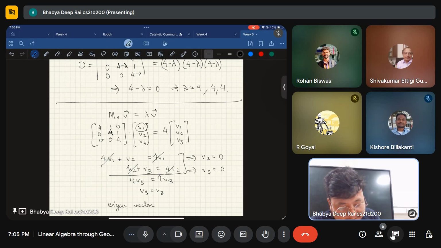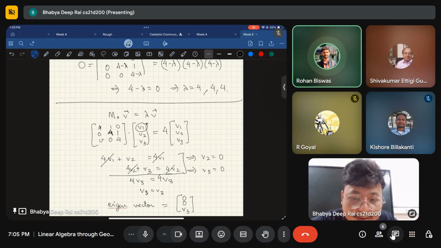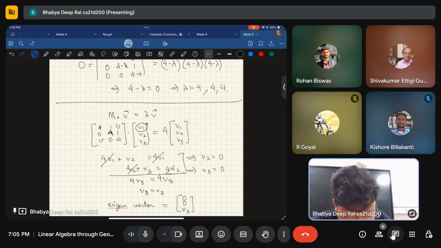Eigenvector equals 0, 0, v3, because v3 equals... yeah. v1, 0, 0. Okay. The same mistake I did actually. v1, 0, 0. Why was this mistake here then?